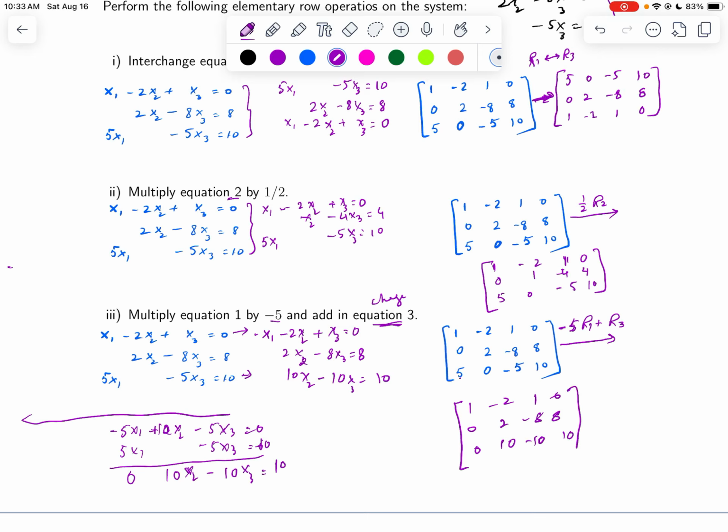Now note here that it is so easy to work with these matrices, because we don't have to worry about writing those variables over and over again. So next video, I will show you how to use the augmented matrix and find the solution of the system.